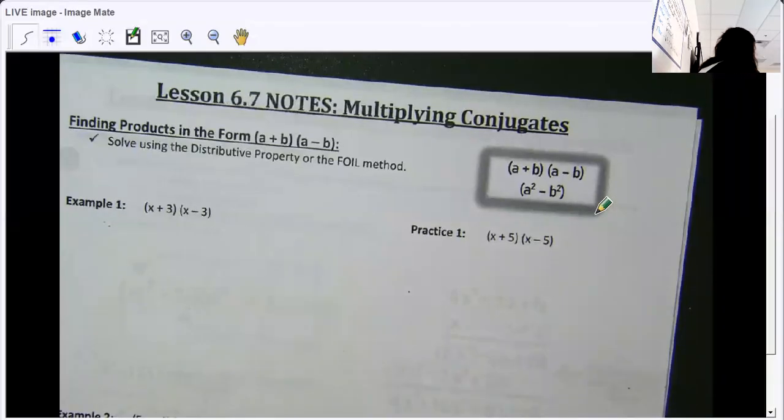Okay, so we're doing 6.7, multiplying conjugates. And all that means is that when you multiply two binomials, you have one that is a positive and one that has a subtraction in there. And so this is going to be very, very similar to what we did with multiplying binomials.